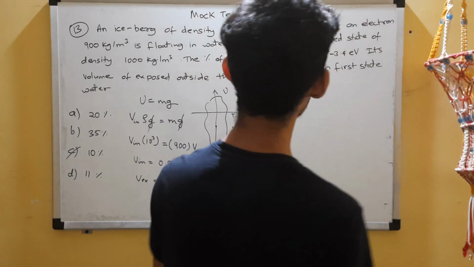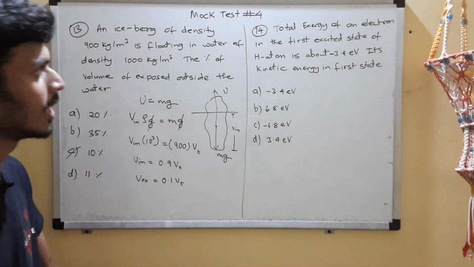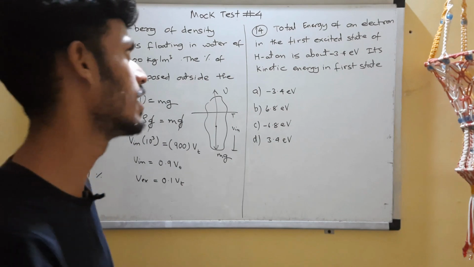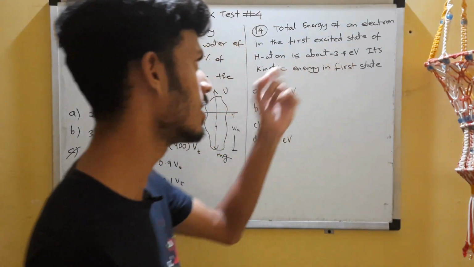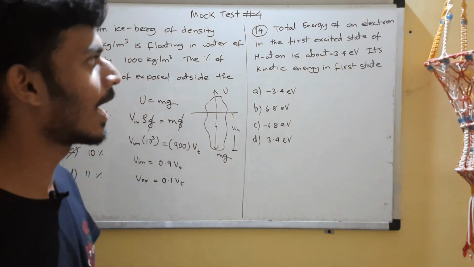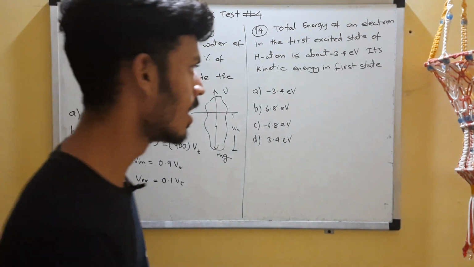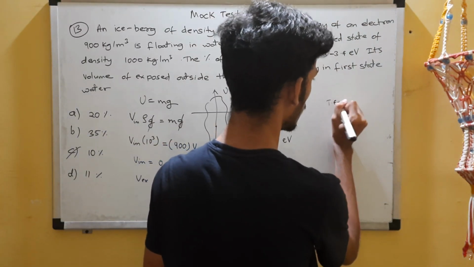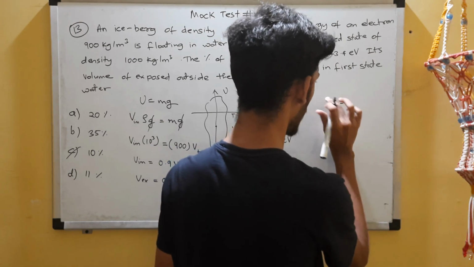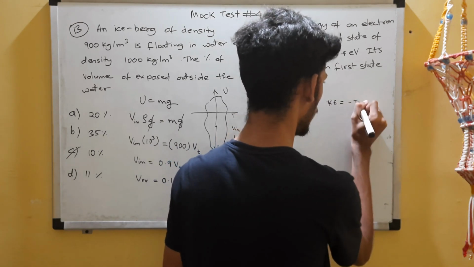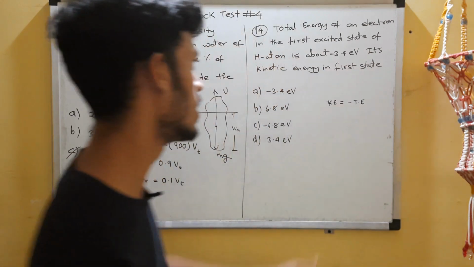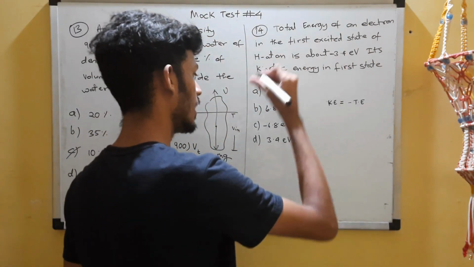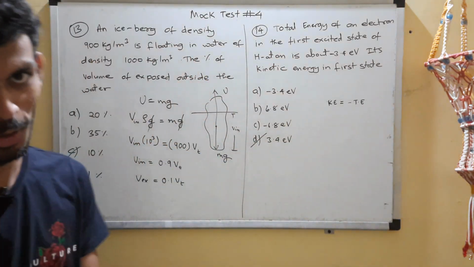Now let's come to this one. We are given that the total energy of an electron in the first excited state of the hydrogen atom is this. You are supposed to tell its kinetic energy. Very, very simple, because there is a direct relationship between total energy and kinetic energy. So kinetic energy is the negative of total energy. Total energy is minus 3.4, so kinetic energy will be 3.4 electron volts.